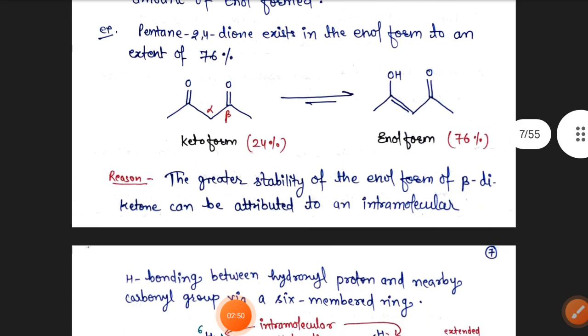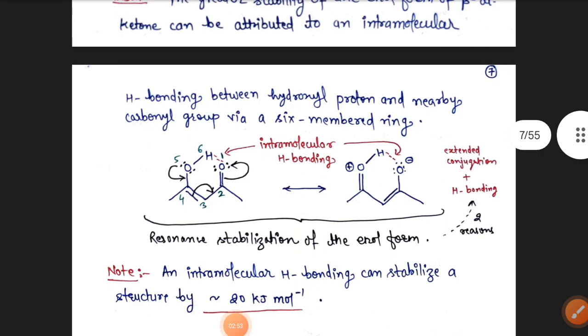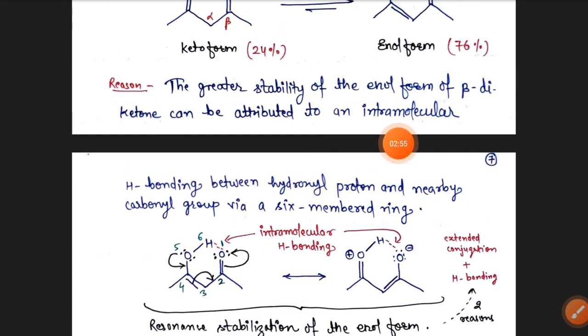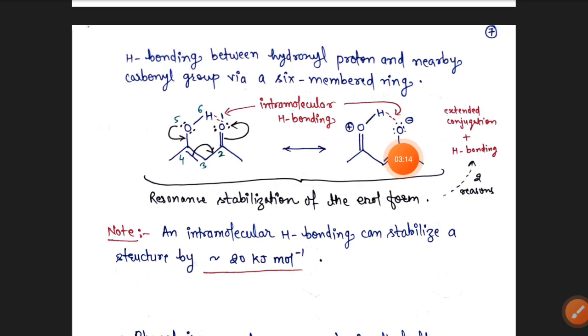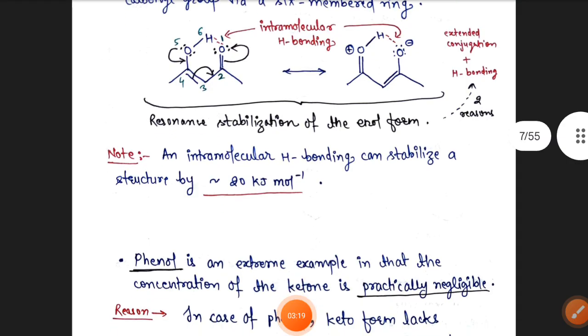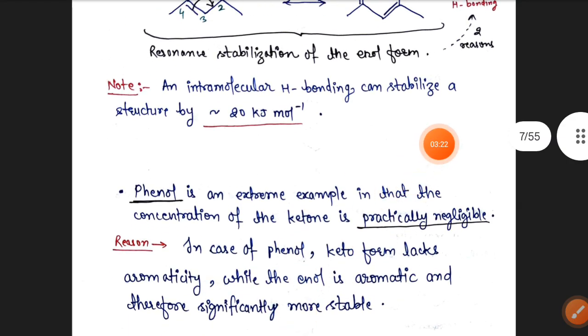The reason behind this: the greater stability of the enol form of a beta diketone can be attributed to intramolecular hydrogen bonding between the hydroxyl proton and the nearby carbonyl group via a 6-member ring formation. This is the structure. This hydrogen bonding is formed by a 6-member transition state, and so this is the reason. Note, an intramolecular hydrogen bond can stabilize a structure by 10 to 20 kJ per mole.